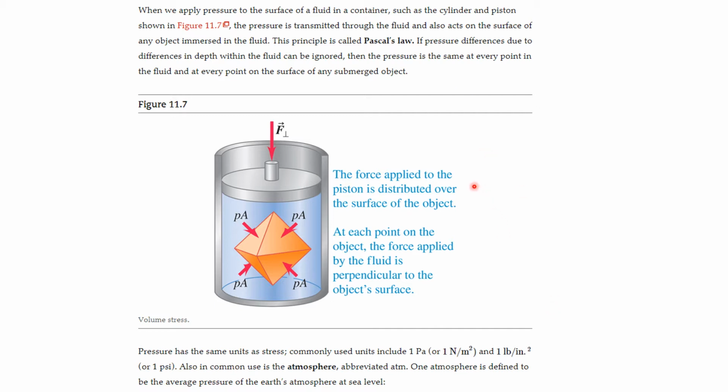Again, the force applied to the piston is distributed over the surface of the object, and at each point on the object, the force is applied perpendicular to that object, and you see the force is going to be P times A, since P is equal to the force perpendicular divided by A. So at each point in the object, the force applied by the fluid is perpendicular to the object's surface.